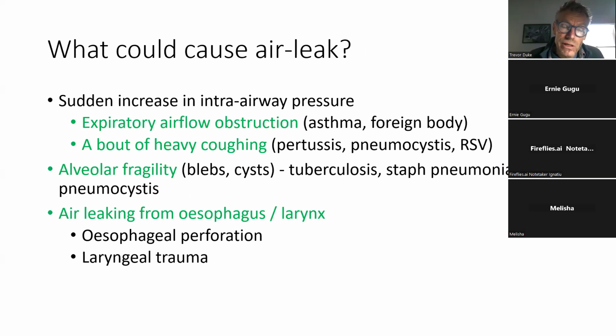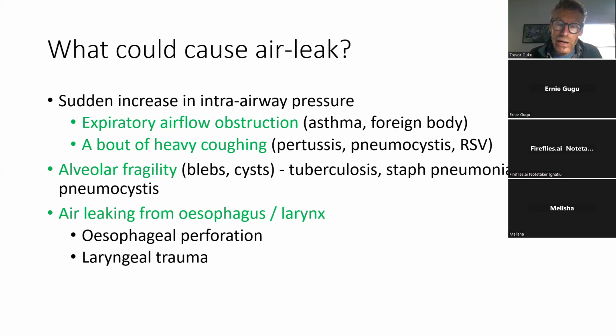And there are a number of conditions that we see that can cause air leak. Any condition where there's severe expiratory airflow obstruction, like asthma, which we talked about before, or a foreign body that causes expiratory airflow obstruction, bronchiolitis, asthma, foreign body, can cause air leak because the pressure inside the chest is high. If a patient has heavy bouts of coughing, if they've got pertussis, whooping cough, or pneumocystis, or RSV bronchiolitis, then they may get air leak.